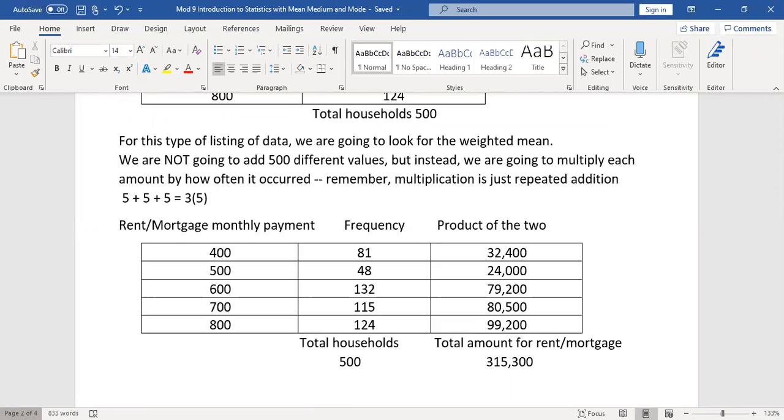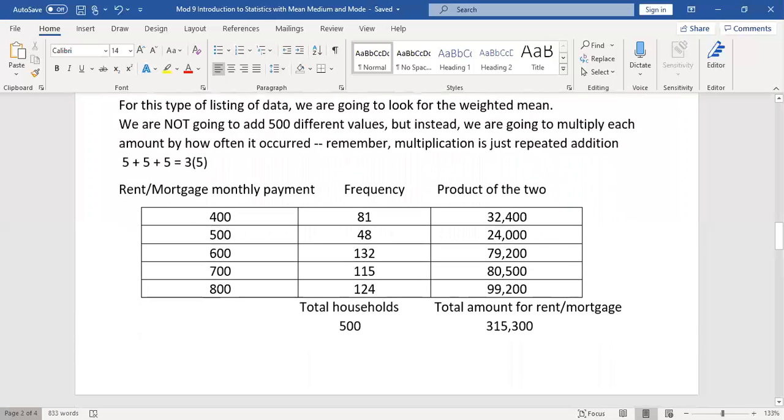Well, we already know that their frequency should add up to 500, since we were told earlier that there was a total of 500 households. But you can always add those to confirm that. Now my last column, I have to add that so I can determine how much money overall was spent for mortgage or rent for the 500 households.